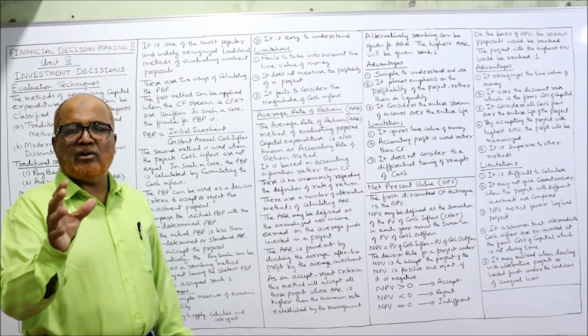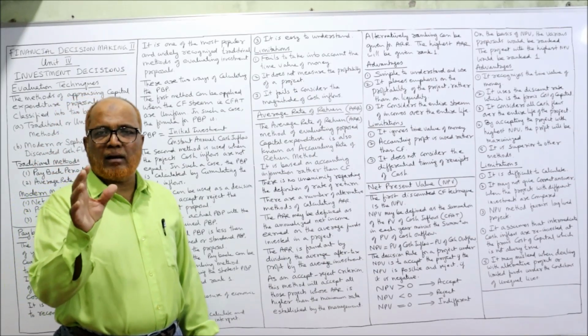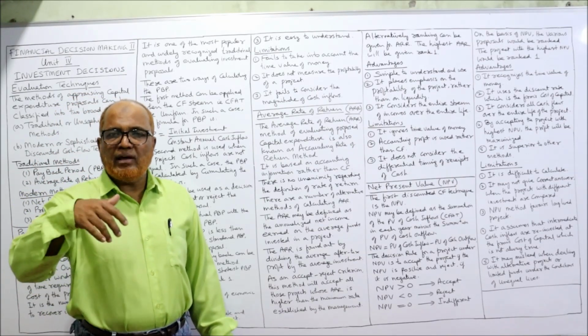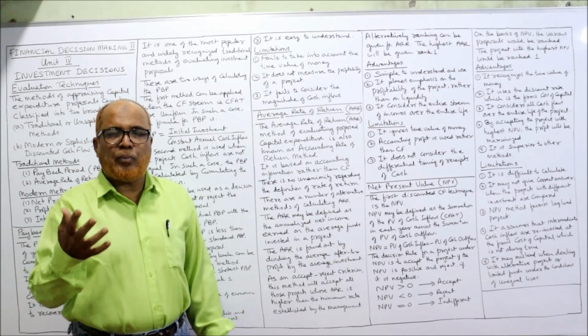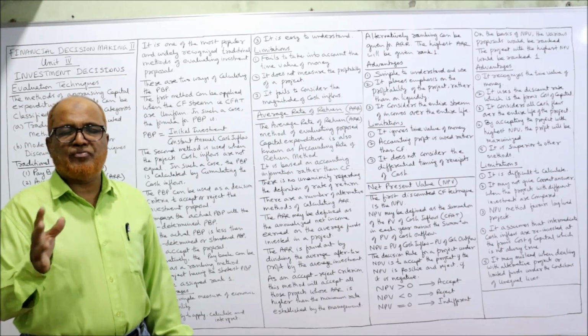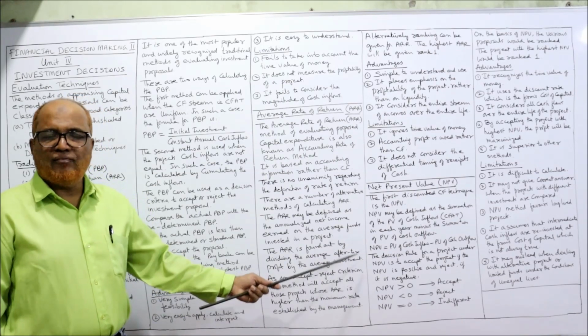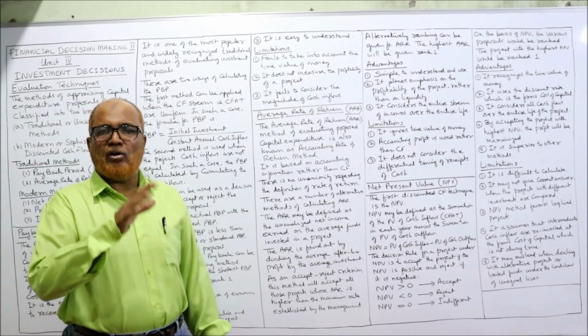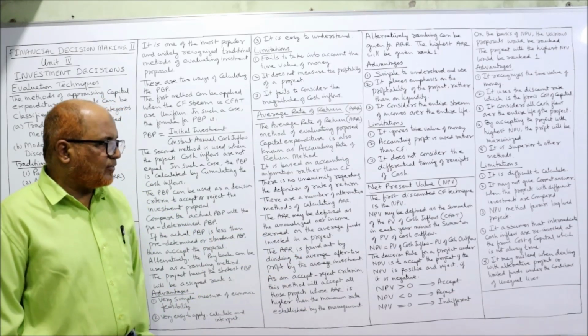Always while watching the video, keep a notebook, calculator, pen ready. Whenever I say something important, note it down. Then only you will be able to remember. Otherwise, you just forget it. So, the formula for NPV: present value of cash inflow minus present value of cash outflow.